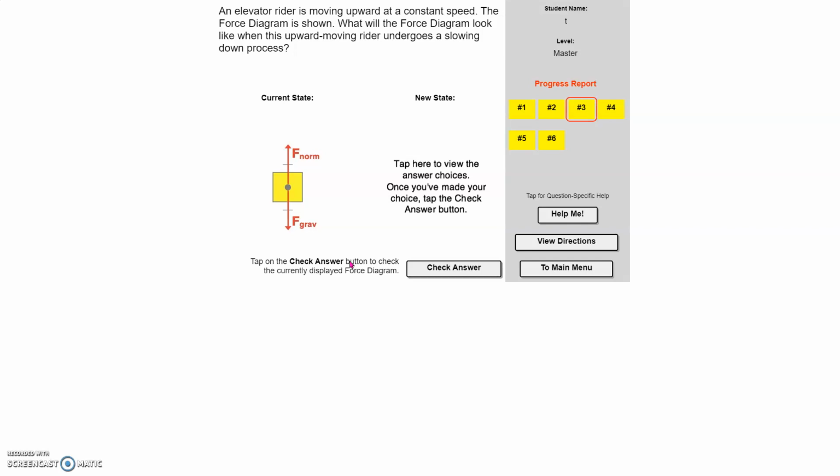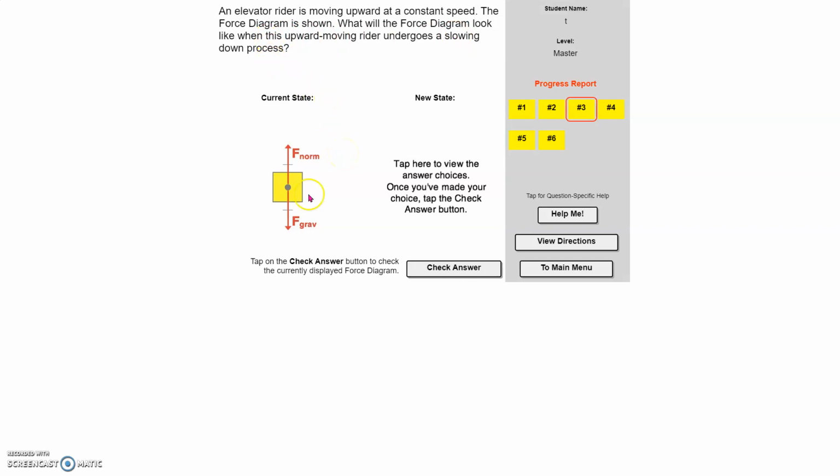An elevator rider is moving upward at a constant speed. So that's why these forces are balanced. The force diagram is shown. What will the force diagram look like when the upward moving rider undergoes a slowing down process?